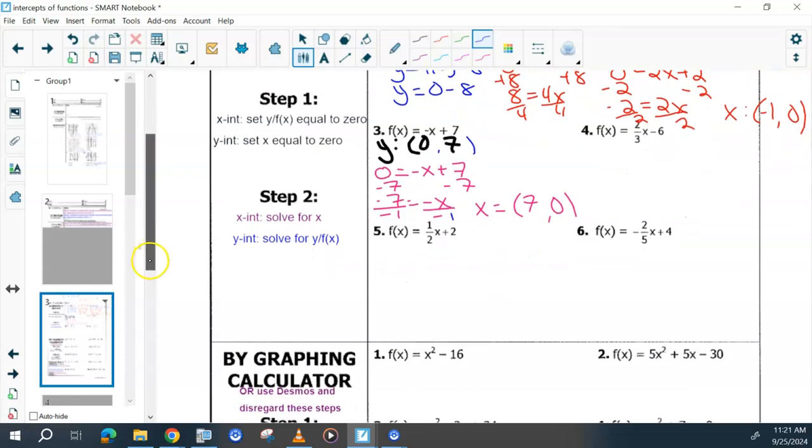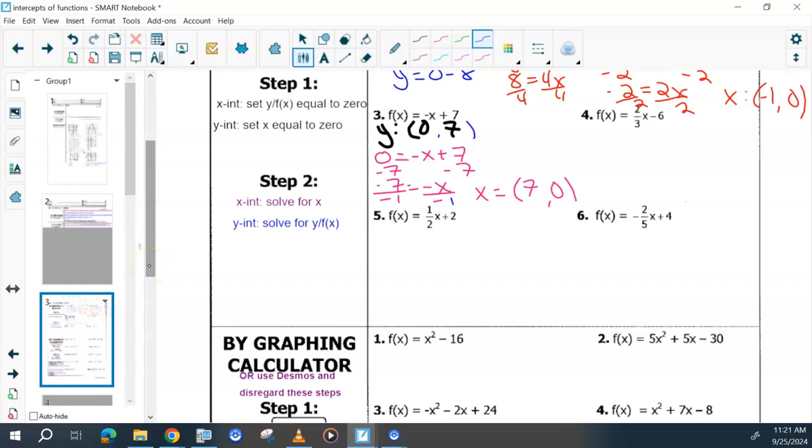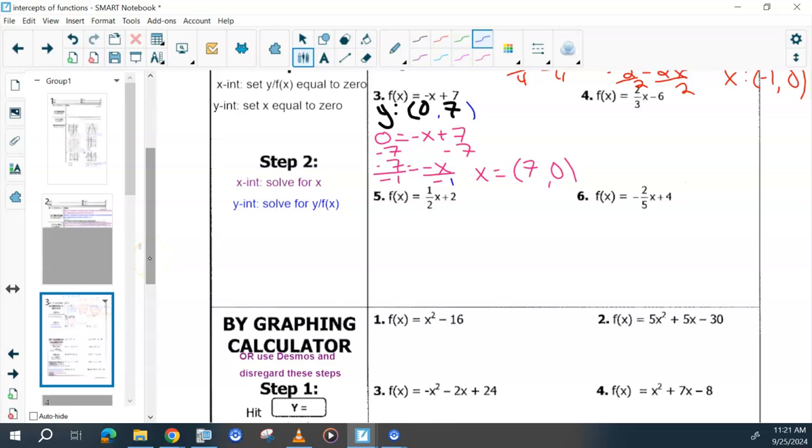Alright, we're going to do number 5, and then I'm going to show you just one of these, how you could find the intercepts by graphing on Desmos, but you'll need to be able to do this algebraically as well. So for this one, the y-intercept would be what? What would that y-intercept be? I'm looking at that last number.